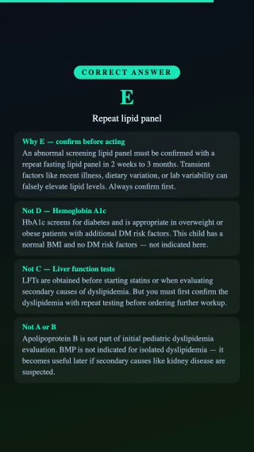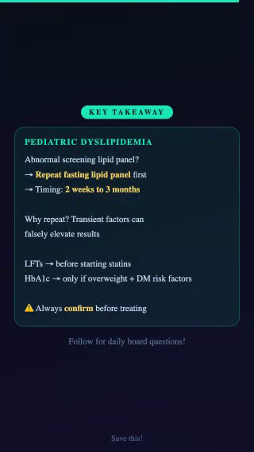Key testing point. When a screening lipid panel is abnormal in a child, the next step is always to repeat the fasting lipid panel within 2 weeks to 3 months. Do not jump to liver function tests, statin therapy, or diabetes screening first. Confirm the dyslipidemia before acting. Transient factors can falsely elevate results.